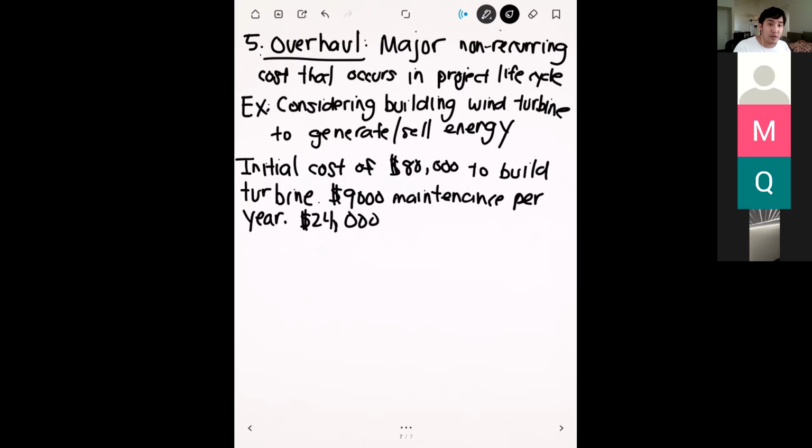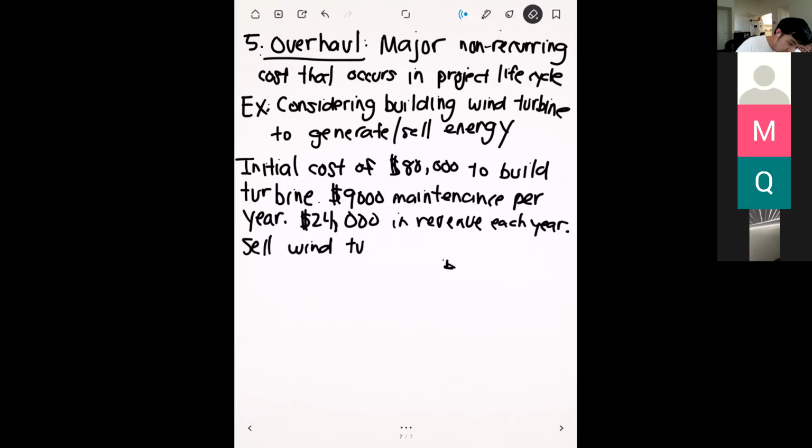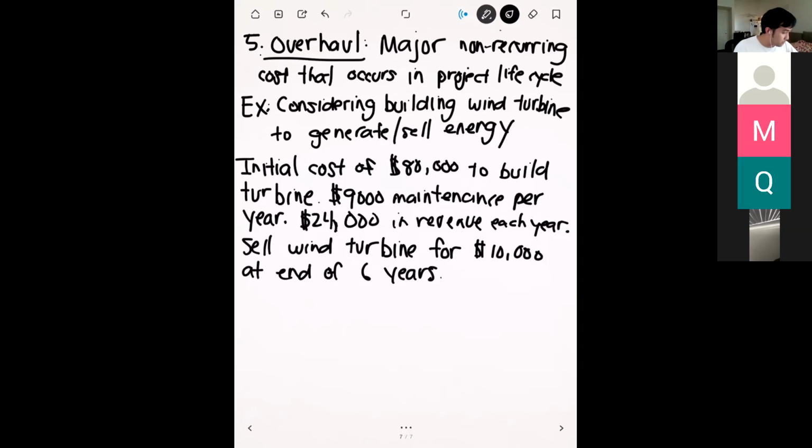Since that's our recurring benefit, this $24,000 will be our revenue. At the end of the 6-year life cycle, you can sell the wind turbine for $10,000. The problem has already laid out all the costs and benefits for us, and what it asks you to do is, one, draw the cash flow diagram.